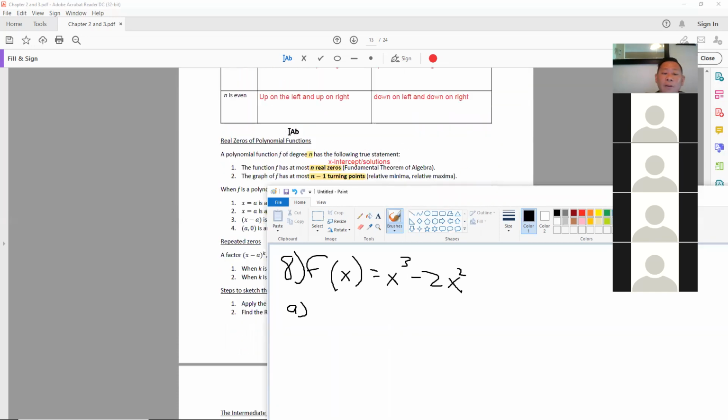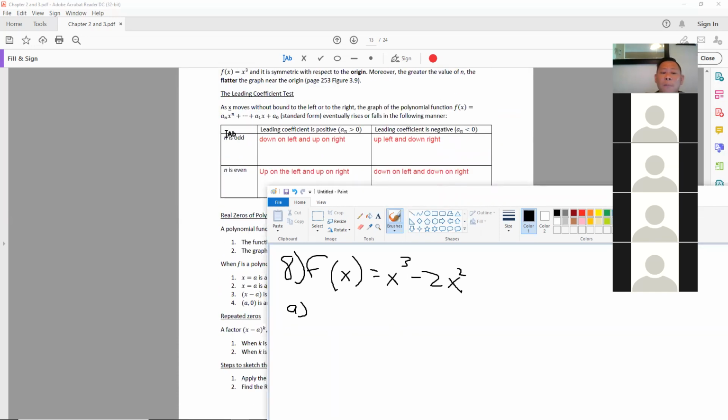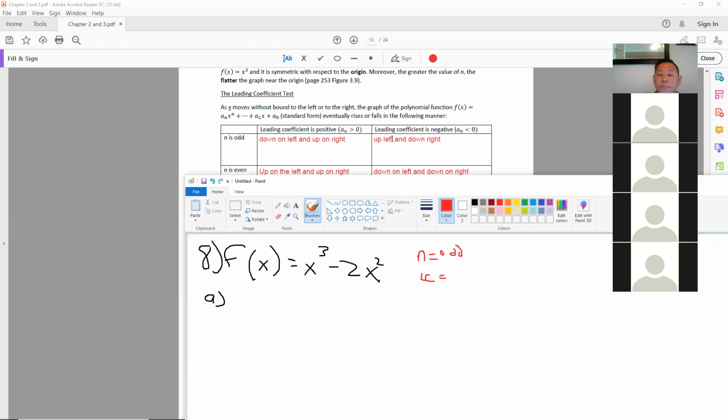So how do we figure this out? First figure out what your power is here. Can someone tell me what power in this case? Even or odd? Odd. This is odd because of this term. And is the leading coefficient positive or negative? Negative. No, this is positive, sorry. So the leading coefficient is positive.